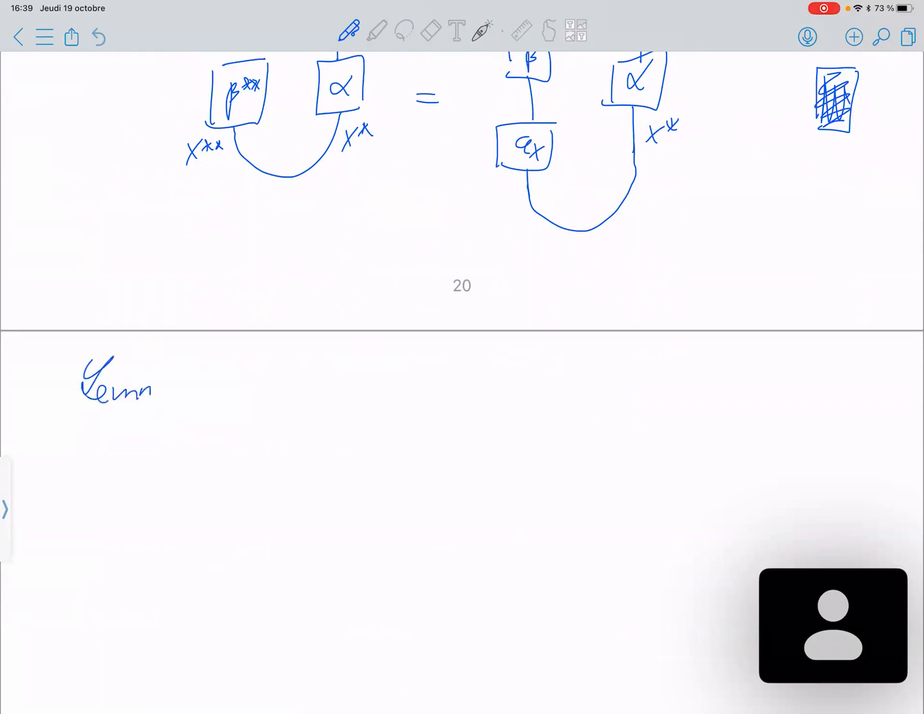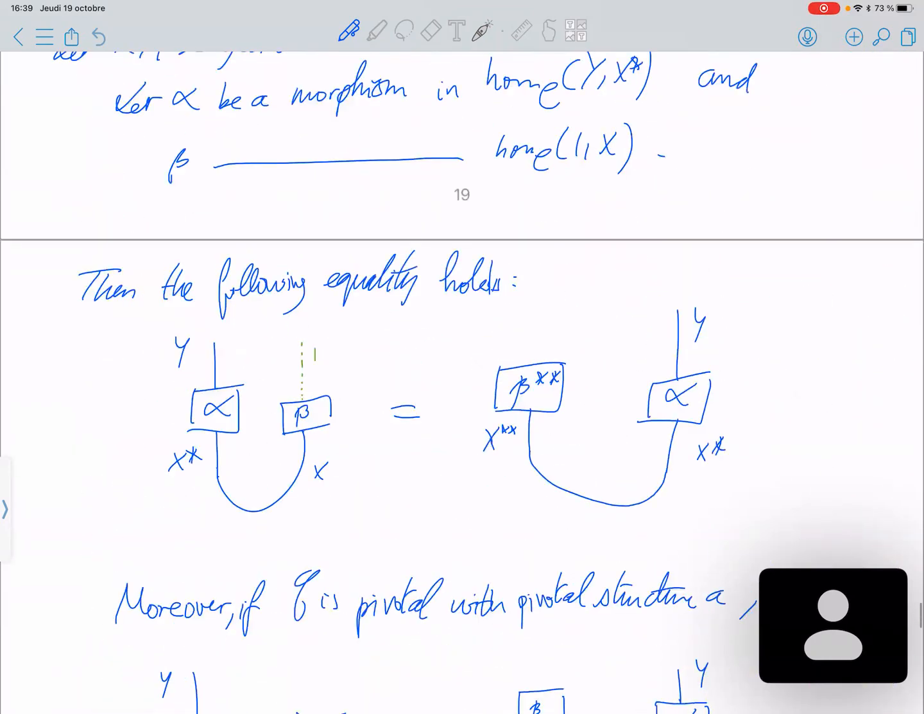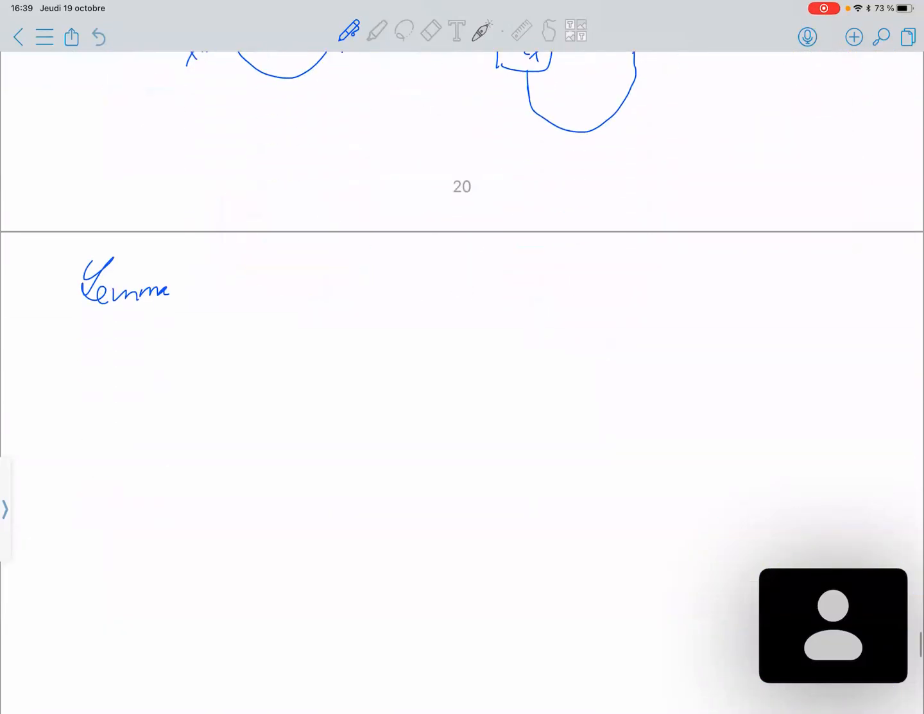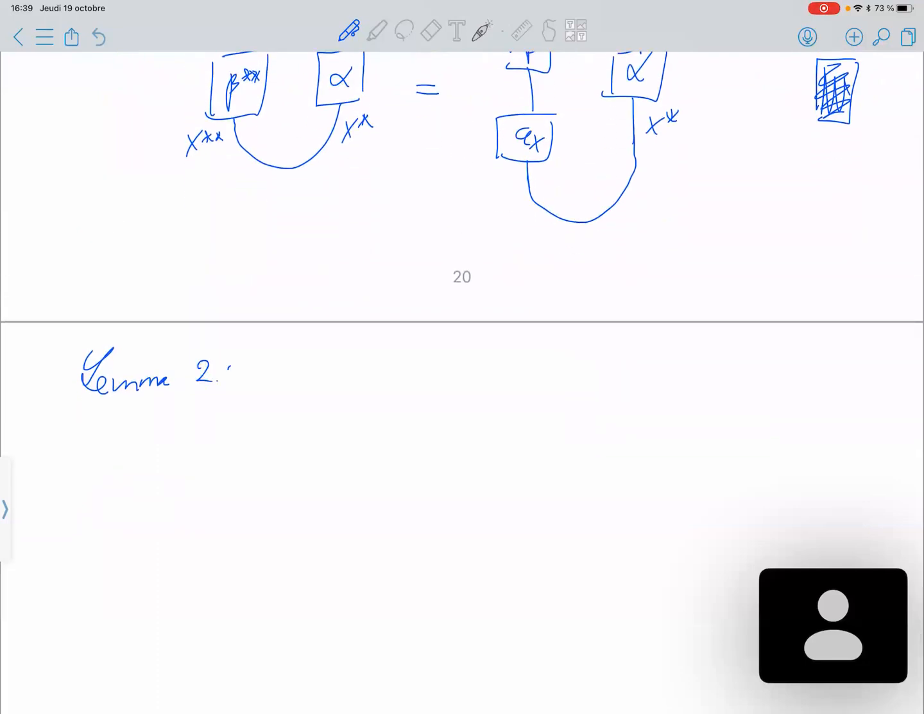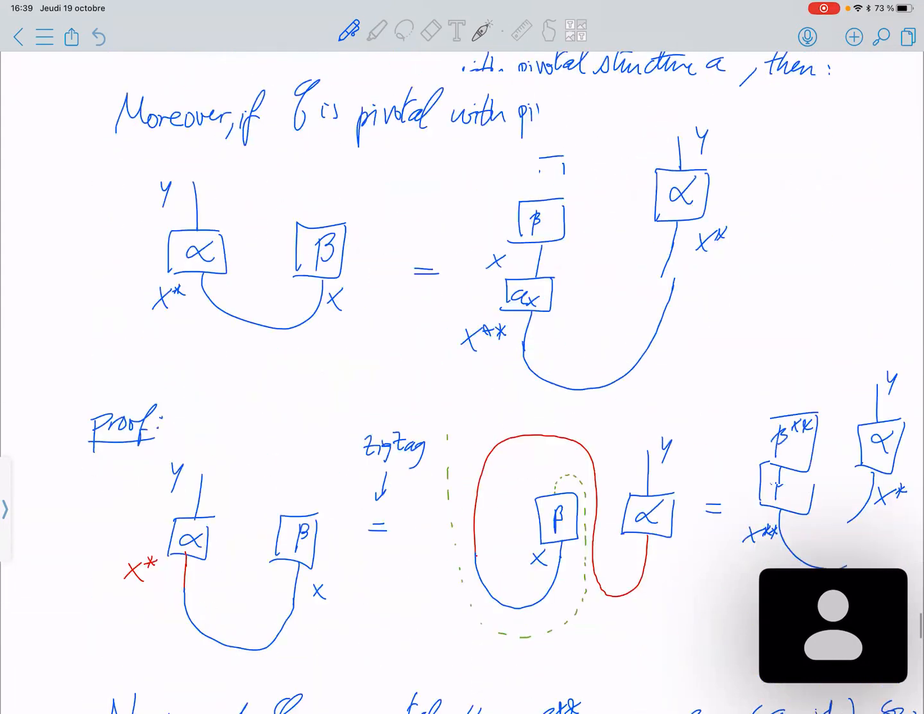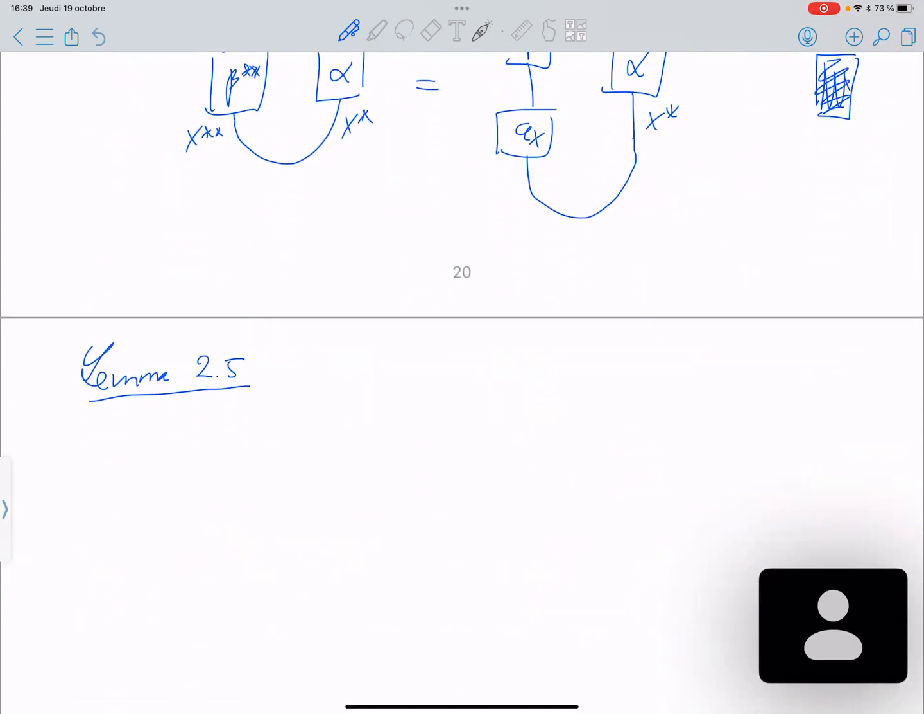Okay. So next lemma. This lemma 2.4 will be used later in the proof of one conjecture, but it will not be today, and not tomorrow, I guess. So we put this lemma somewhere in our mind, and we will recall it in a few sessions, maybe one, two, or three.